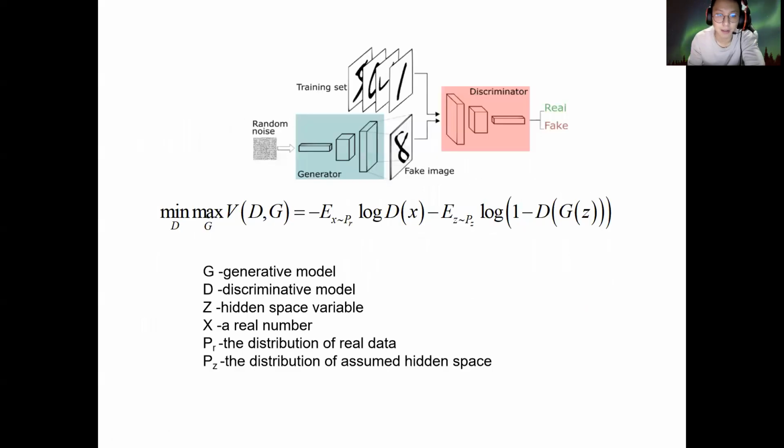And in the next part, I'll try to explain the basic technology of our paper. Of course, it's the generative adversarial network. We can also call it GAN.